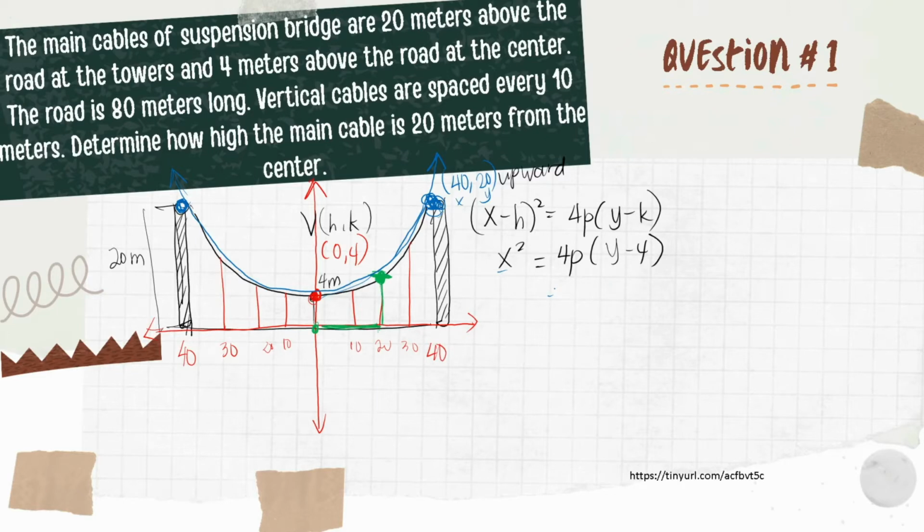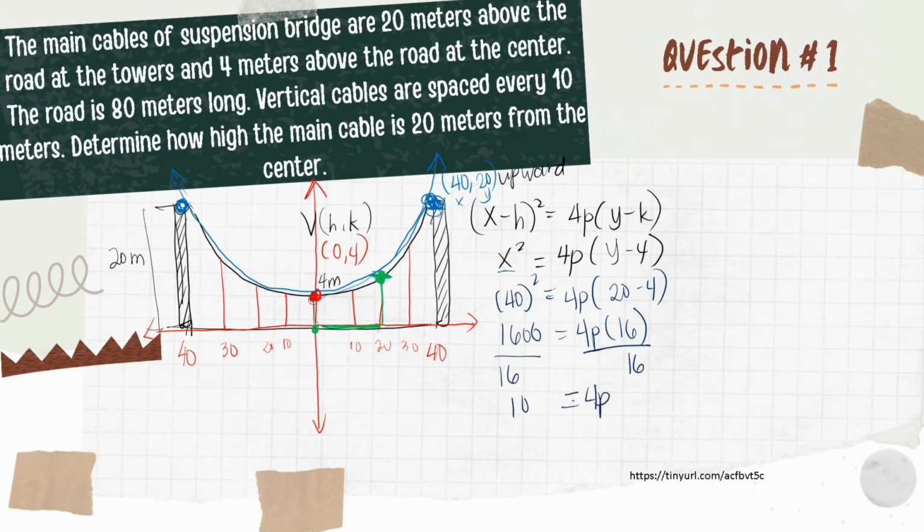Next, let's substitute the values of the x and y coordinates. So, x squared, that is 40 squared, equals 4p times (20 minus 4). So, 40 squared is 1600, and 1600 equals 4p times 16. Divide both sides by 16. So, 4p is equivalent to 100.